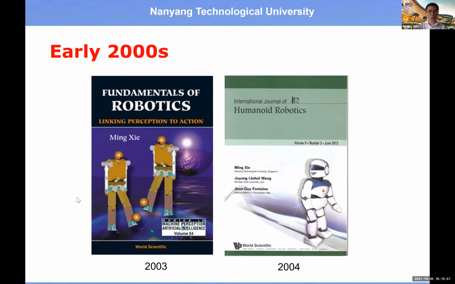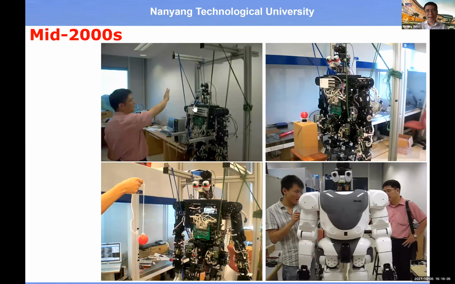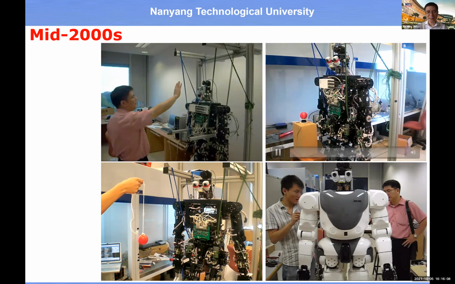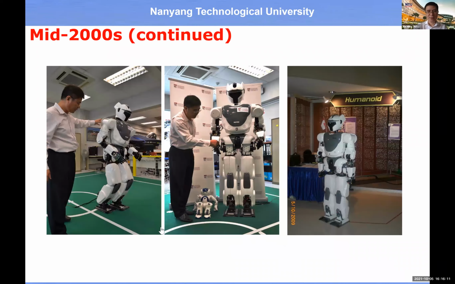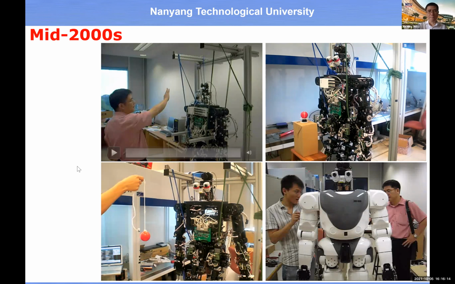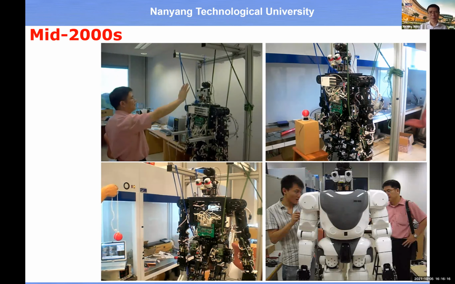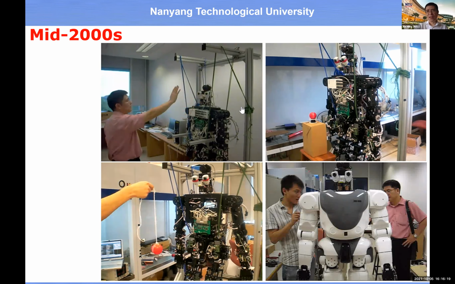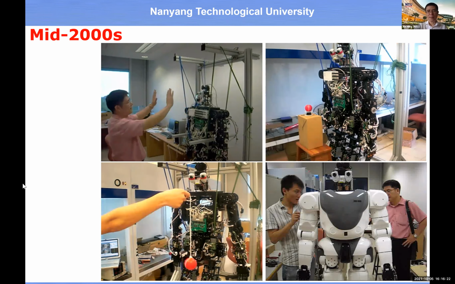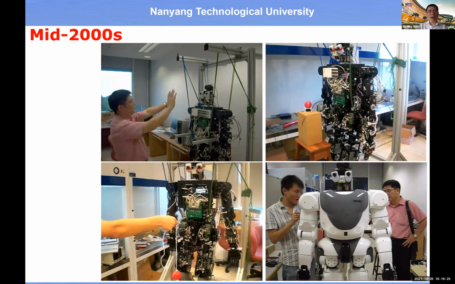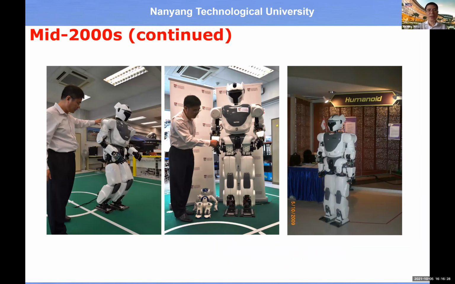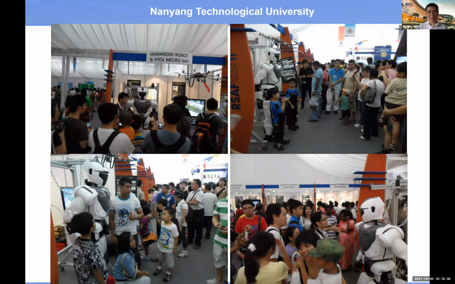In the early 2000s, I published this book and established this journal. This slide shows you some of our work that we developed in the early 2000s. You see our prototype. We also demonstrated this prototype to the public and in exhibitions. These are pictures taken from the exhibition.